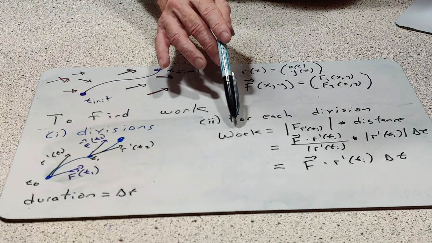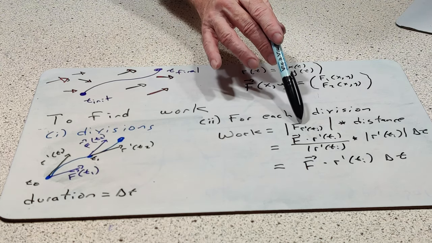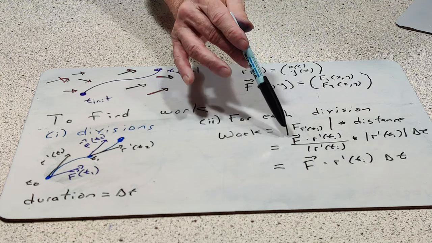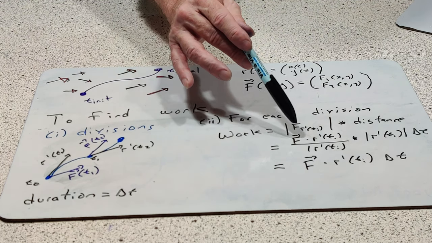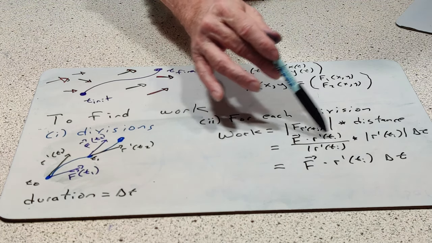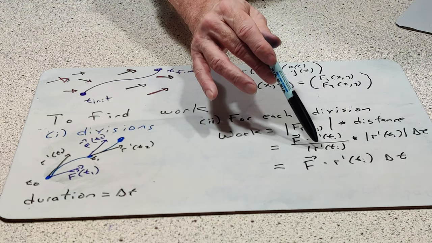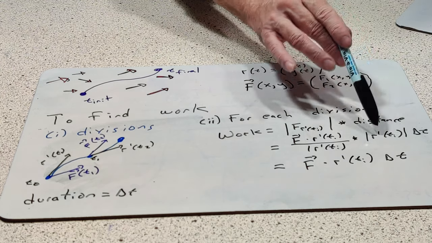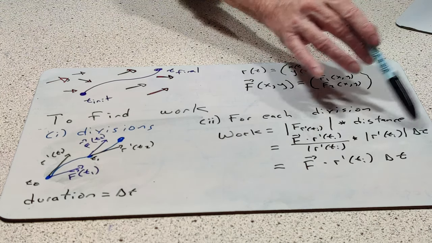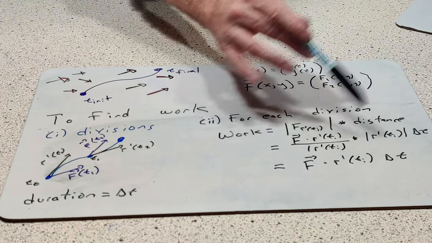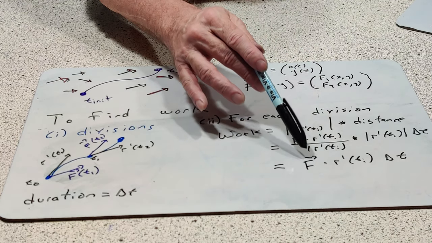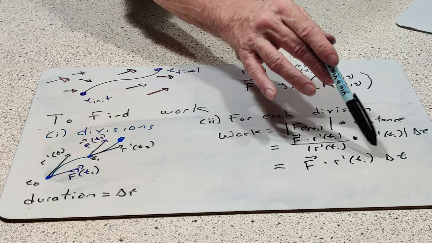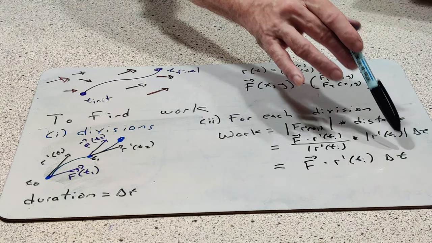Remember that work equals F, that's applicable to this force field, times the distance. F in the direction of the curve is F dot r prime of t over the magnitude of r prime of t. The distance is the speed, which is the magnitude of r prime of t, times delta t. The magnitude of r prime of t cancels, and for each piece, the amount of work we do is F dot r prime of t times delta t.